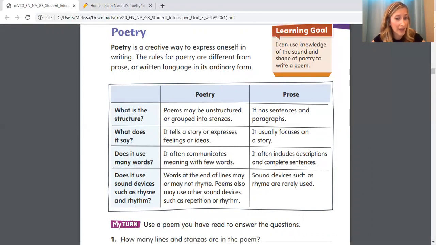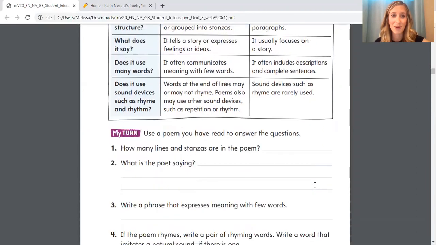Does it use sound devices such as rhyme and rhythm? Poetry, what do you guys think? Definitely. Words at the end of lines may or may not rhyme. Poems also may use other sound devices such as repetition or rhythm. We're going to talk more about what that is in just a little bit. Prose. Sound devices such as rhyme are rarely used. So most of the time when you're reading a text written in the form of prose, those sound devices are not used.